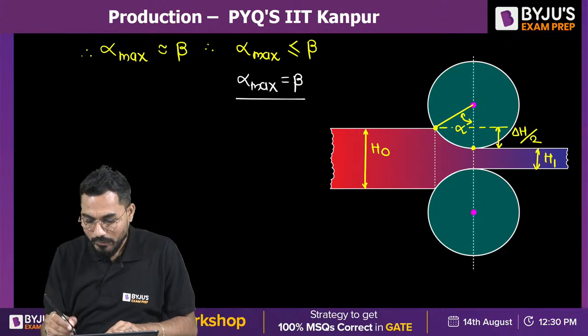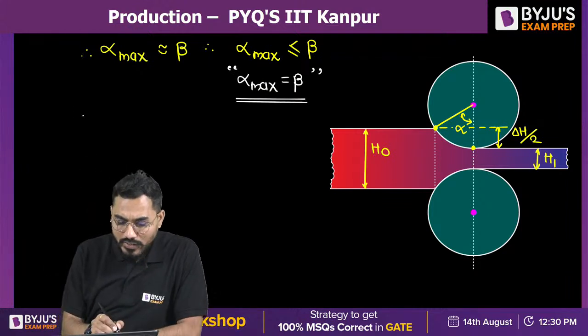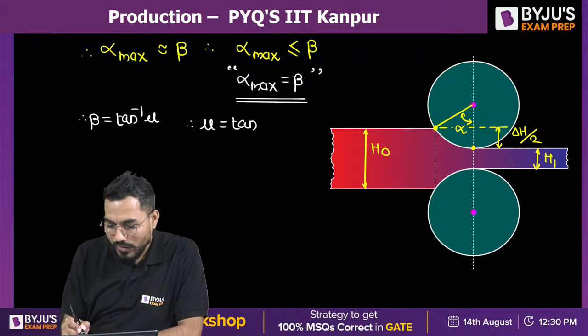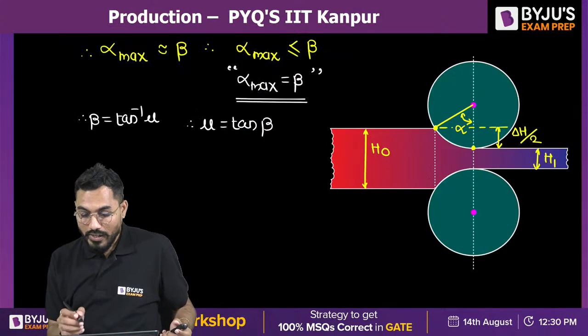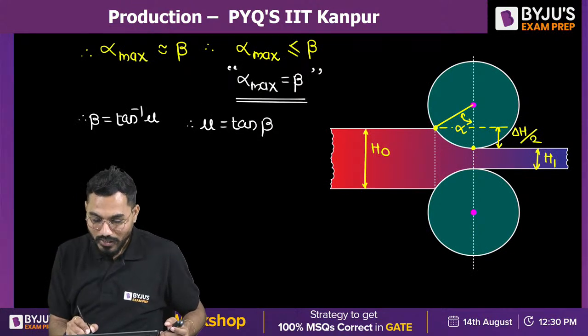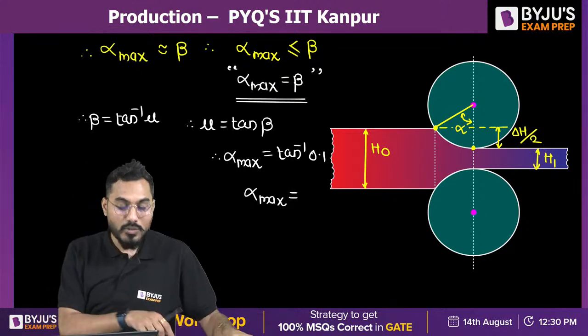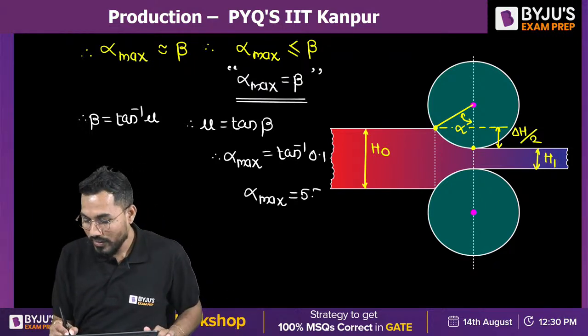Is it understood? Yes. Now beta is nothing but what? Friction angle. So can I say friction angle beta is nothing but tan inverse of mu? Because we know that mu, the coefficient of friction, can be calculated by the formula tan of beta. Here the mu value is 0.1. We are interested in calculating alpha max. So alpha max is exactly equal to tan inverse of mu, that is 0.1, and alpha max is the maximum angle subtended at this particular center. How much is it? If you calculate that, it is exactly equal to 5.7 degrees.